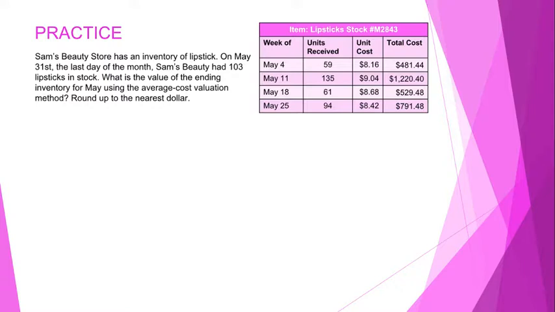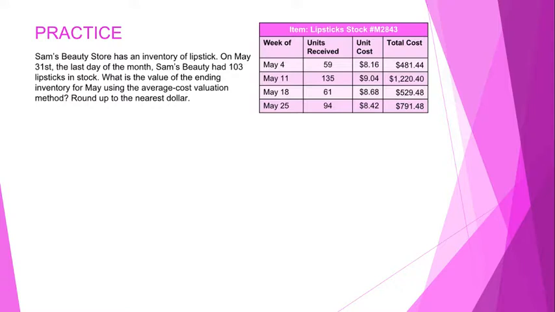So remember, we've got to first find the total cost, so you add up that last column of total cost, then find the units received, add up the second column there of the number of units received. Then step 3 is to find the average cost per unit. So we take step 1's answer divided by step 2's answer. We get $8.66.